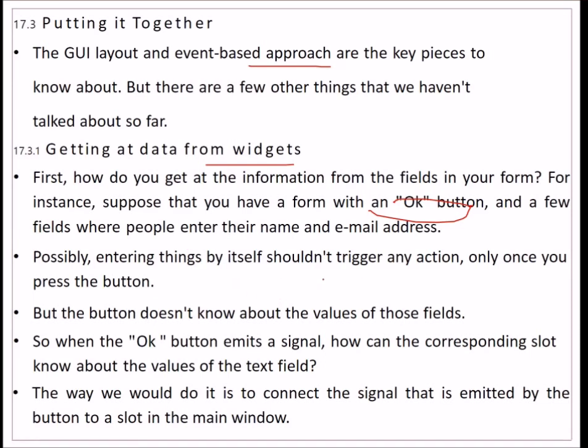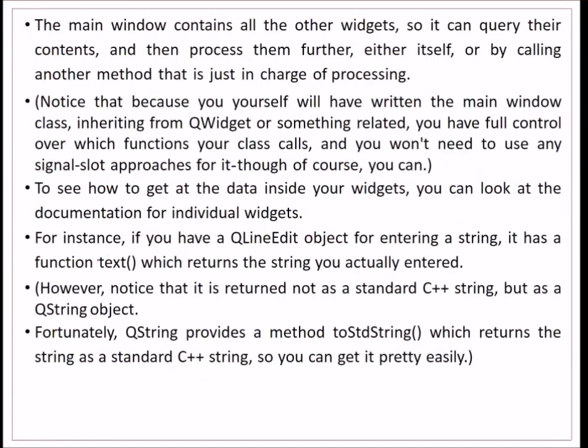Entering things by itself shouldn't trigger anything. You have to press a button, right? So when this OK button emits a signal, how can the corresponding slot know about the values of the text field? The way we would do it is to connect the signal that is emitted by a button to a slot in the main window. The main window contains all the other widgets, so it can query their contents and process them further, either itself or by calling another method that is just in charge of processing.